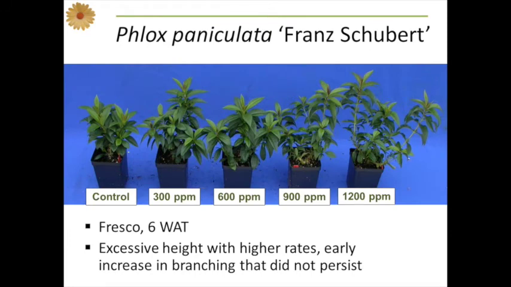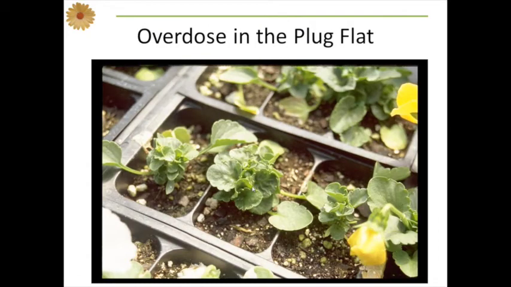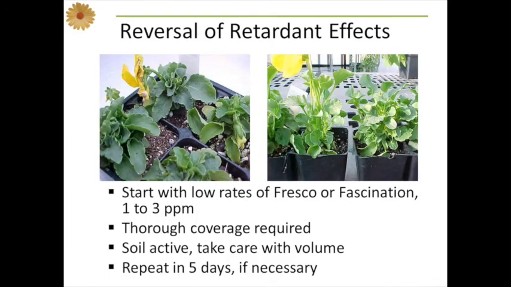We have also done a little bit of work with the combination products. This is Fresco on Phlox paniculata. You can see that we did get some improvement in branching. This was not a persistent effect to the finished plants. And once you get into these high rates, you can see the effect that GA has on stimulating stem length. So it was not a real positive, it didn't serve the purpose we were looking for. But if you have an overdose of a PGR in your plug flat, you're looking for something that will help those plants grow out. You're looking to stimulate growth.